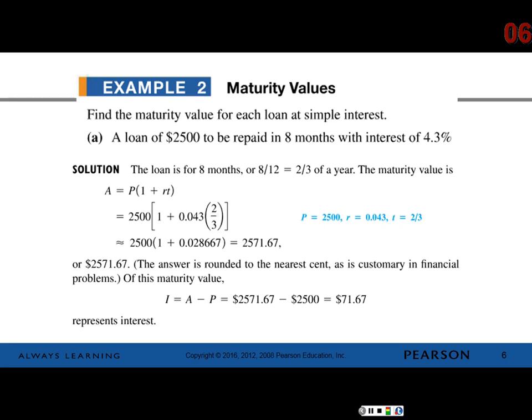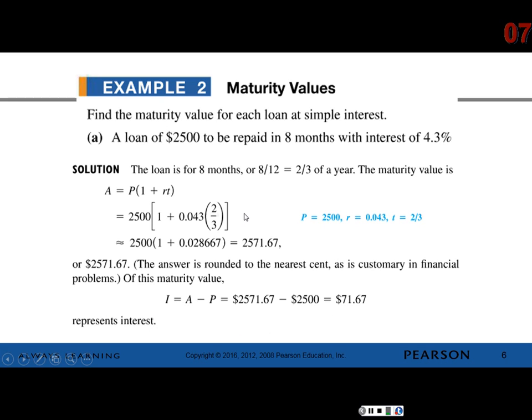And when you do the math, it turns out that the future value, or the amount that you pay at the end of that loan, is $2,571.67. So you basically paid $71.67. That was your cost of borrowing the money. That's what you could think of that as. In financial problems, we always round to the nearest cent, and we use the regular rounding rules. If you want to know the amount of interest, then of course you can just take your future value minus your present value, which is what I just did, and that's where the 71.67 comes from.